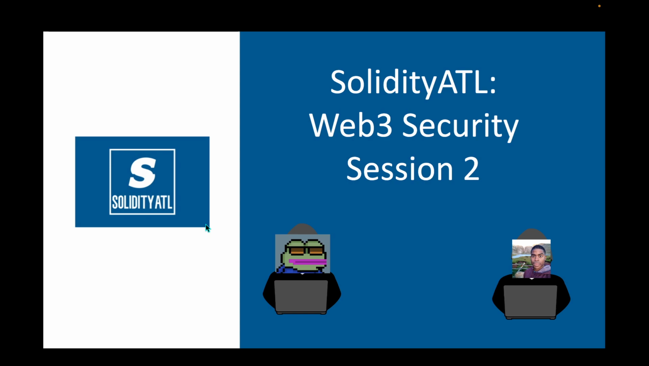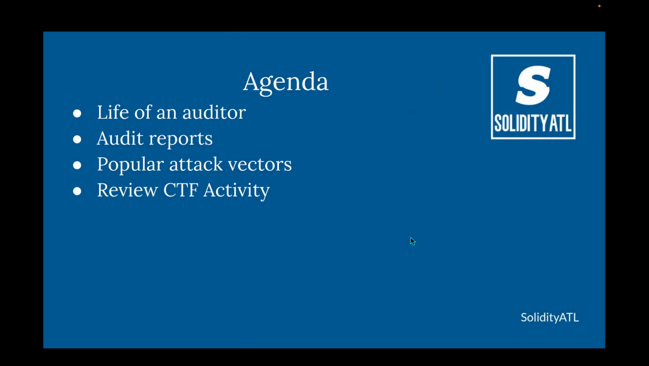So, for our second session, we're going to do a few things. We are going to talk about the life of an auditor and some of the skills that auditors are typically bringing to the table. We're going to review a little bit on audit reports, take a look at an example report, and show how an auditor reads these and how you should be reading them. We're also going to touch on a few popular attack vectors. These are going to be some really great intros to finding your first vulnerabilities. And then lastly, Robert is going to continue with the CTF activity.